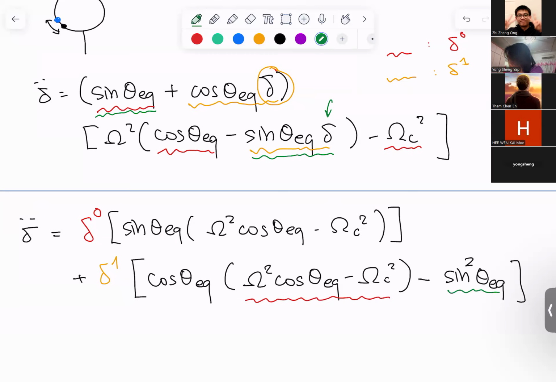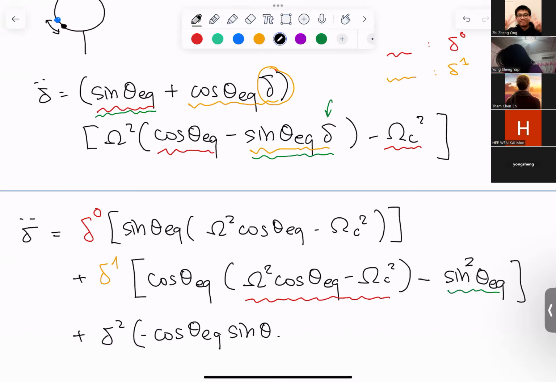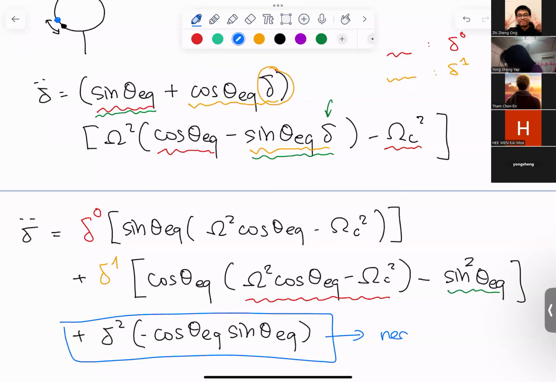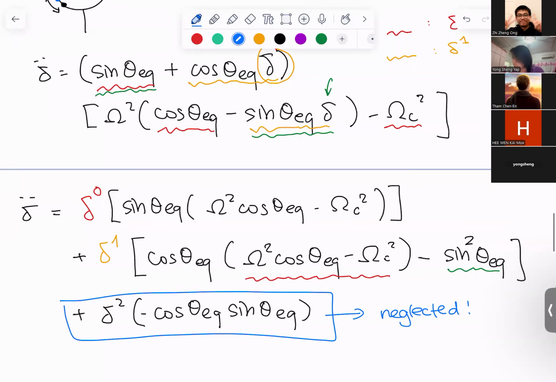And also there's going to be a term that's delta squared, which is basically these two terms multiplied together. But because we are linearizing the equations, we only want to keep terms up to order 0 and 1. So basically we say that this can be neglected. So this is our new equation of motion.